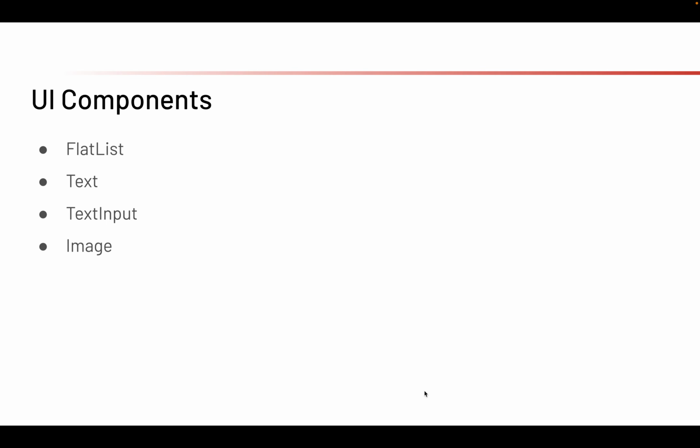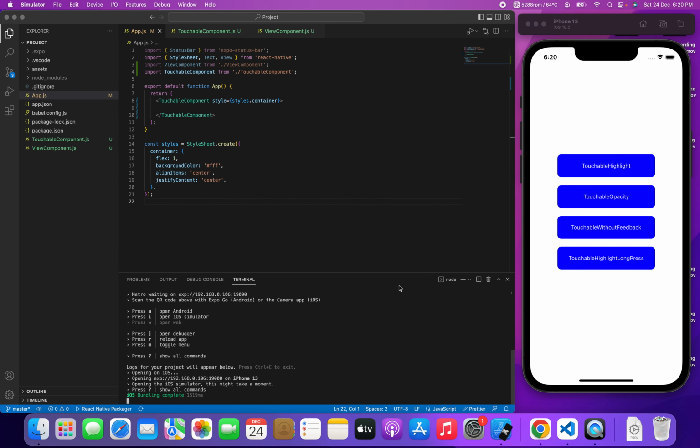With the UI components. So in this section we will check how to use some basic UI components in React Native. We are looking at FlatList, text input and image component. So let's start with the FlatList. To demonstrate FlatList, I am creating one JavaScript file for the FlatList component.